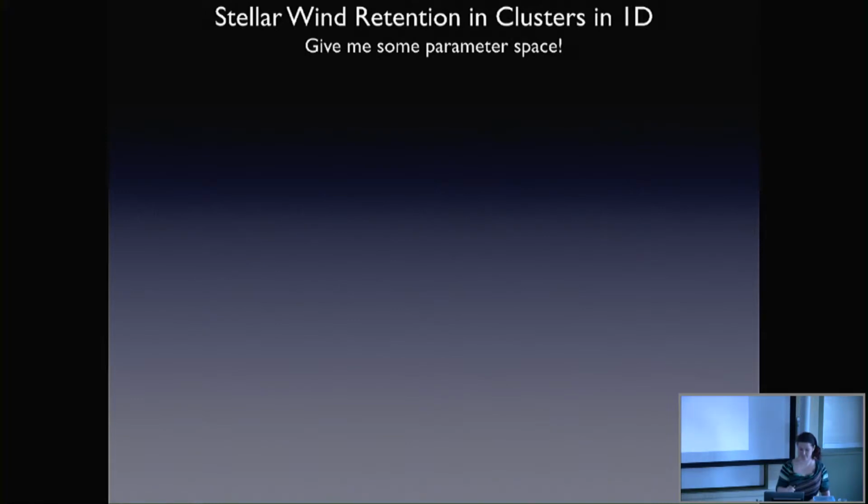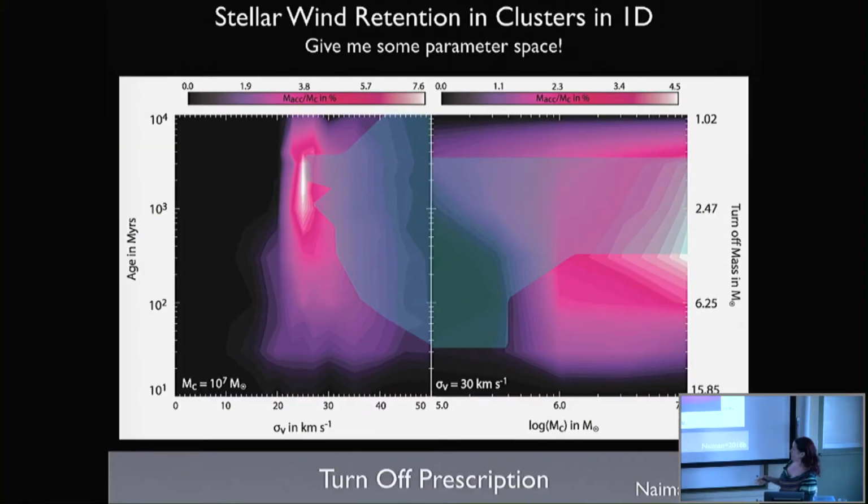Kinetic energy. Yeah. Okay, so 1D simulations, I've been talking them up. The nice thing is you can get some parameter space, so let me give you some parameter space. So here is a suite of simulations. These are the final retained gas masses as a function of both age and for different velocity dispersions and masses.